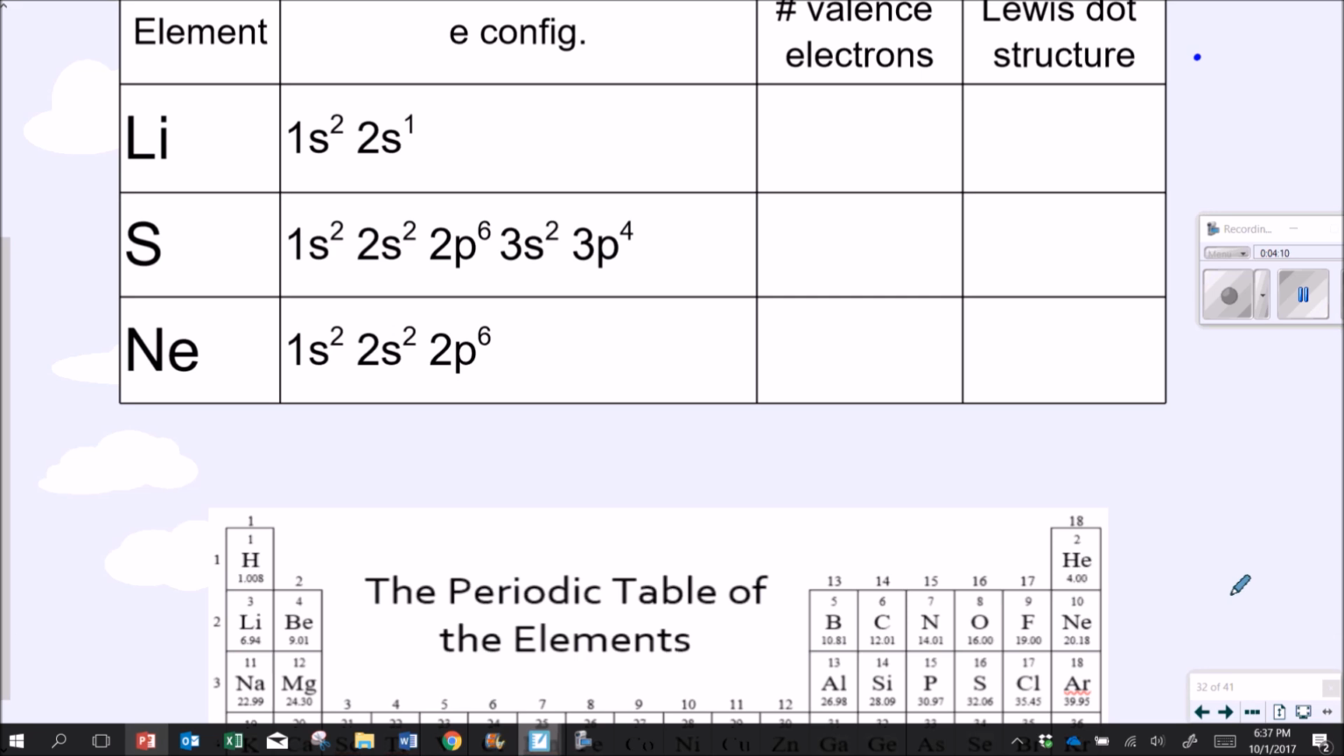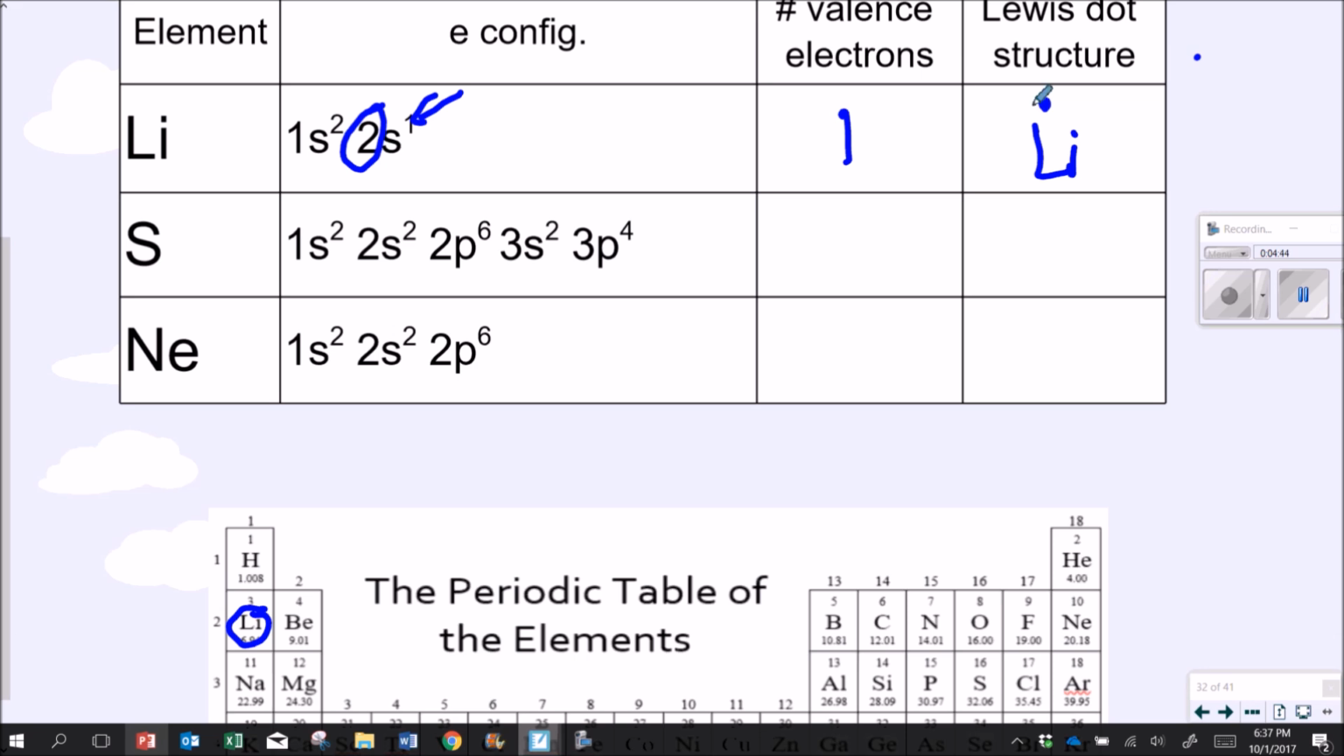Lithium is over here, element number 3 on the periodic table. Its electron configuration is 1s2, 2s1. So the highest energy level is energy level number 2, and we can see it has 1 electron in that energy level. So it has 1 valence electron. To draw the Lewis dot structure, we write the element symbol and we put 1 dot for 1 valence electron.